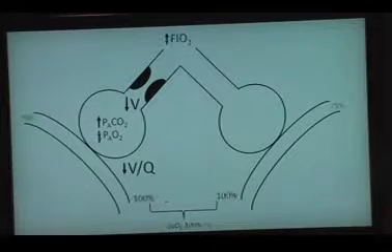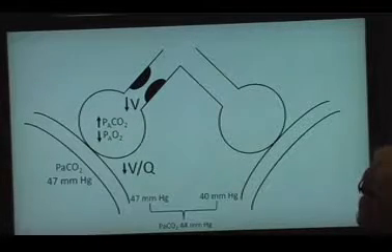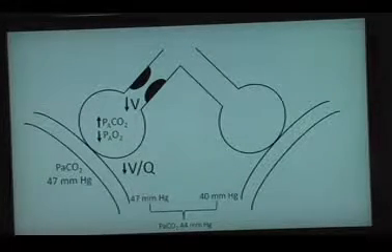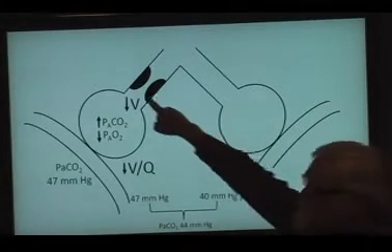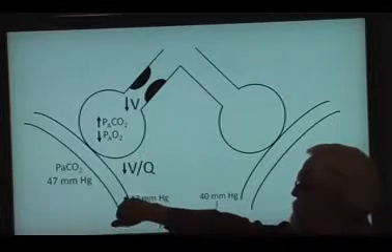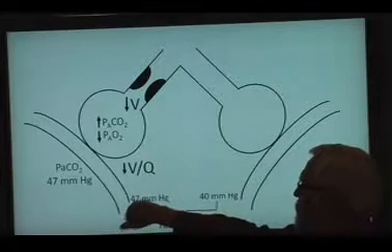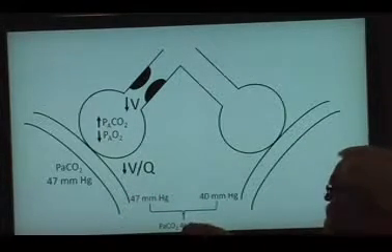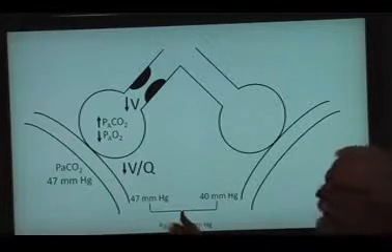Now, what happens to the PCO2? Well, if we have VQ mismatch, the PCO2 will go up a little bit. So maybe the PCO2 leaving this alveolus, instead of being 40, is 47. So the PCO2 is in the mid-40s, perhaps, instead of being 40.